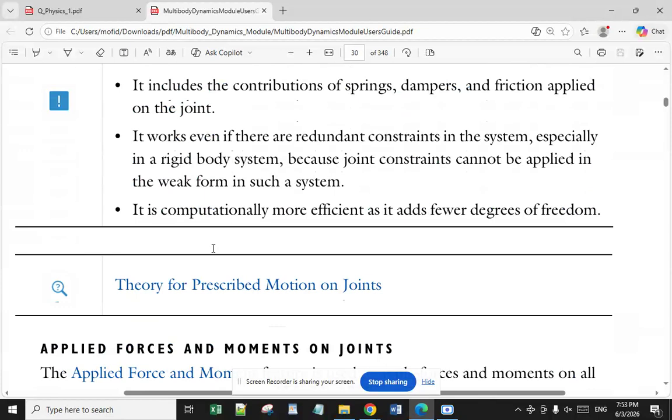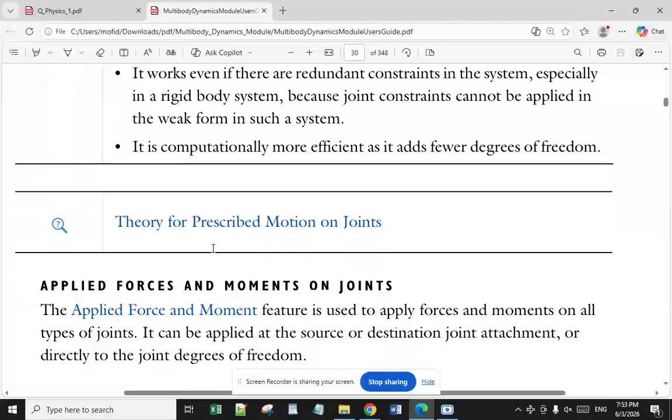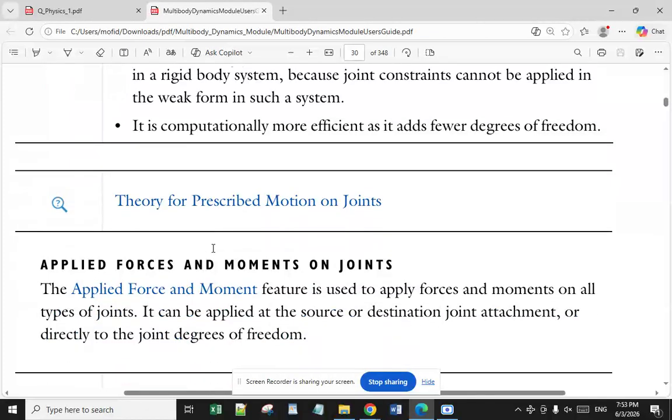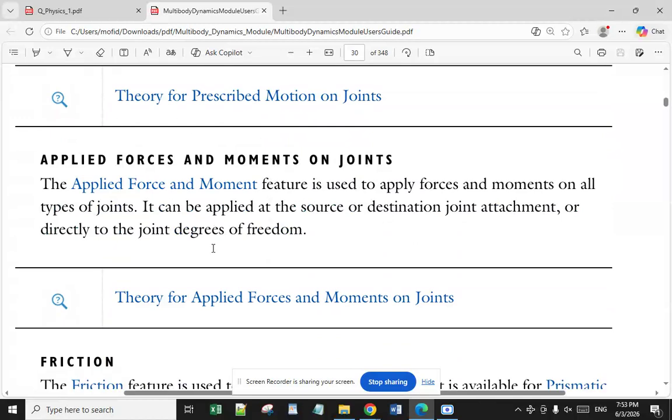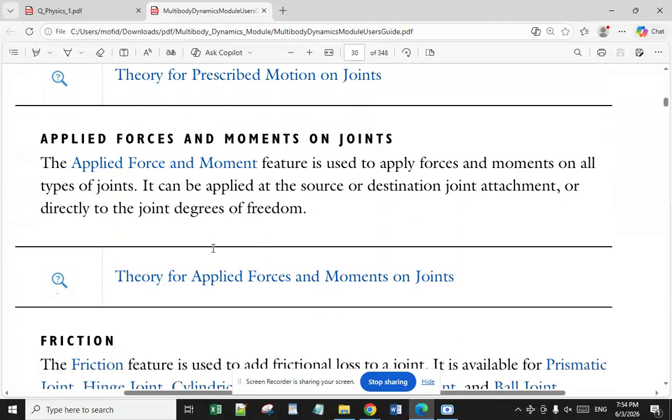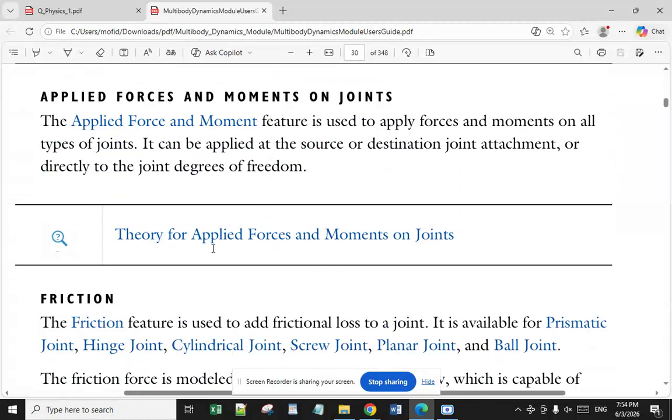It works even if there are redundant constraints in the system, especially in a rigid body system, because joint constraints cannot be applied in the weak form in such a system. It is computationally more efficient as it adds fewer degrees of freedom. Tutorial for prescribed motion on joints.